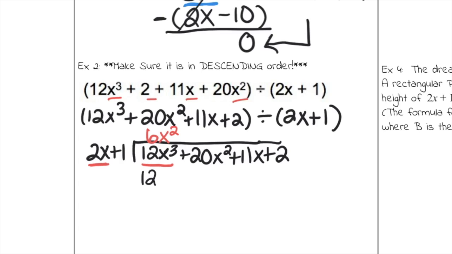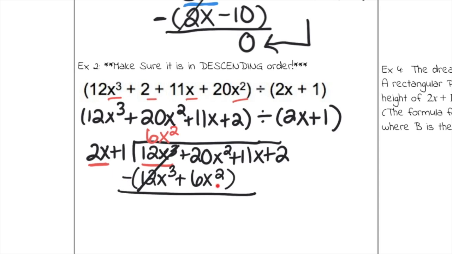We want those to match up. If they don't match up, then you've done it wrong. And then 6x squared times 1 is going to give me plus 6x squared. So we're going to subtract that. Those should cancel. So right here I have 20x squared minus 6x squared. So if I have that, that's going to give me 14x squared. And then I'm going to bring down my pieces that are remaining. So plus 11x plus 2.